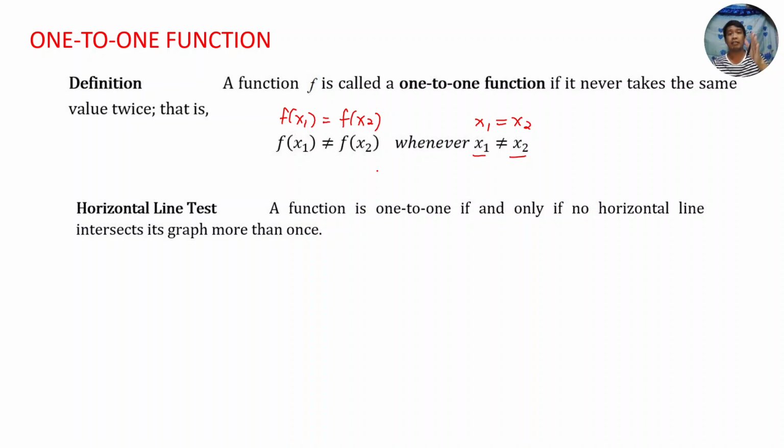So, sa ating vertical line test, kapag nag-touch ang isang graph ng isang beses, it is a function. Kapag dalawa or higit pa, it is not a function. Similarly here, kapag sa horizontal line test, pag nag-touch ng isang beses lang, 1-to-1 ang function. Otherwise, it is not 1-to-1 function.